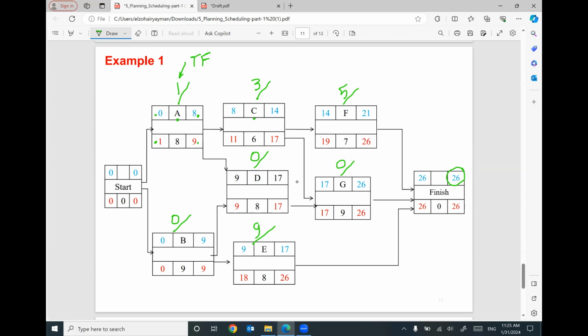Activity C can be delayed for 3 days, for example, without affecting the total duration of the project, 26. Activity F can be delayed. We have flexibility to delay this activity by 5 days without affecting the total duration of the project, 26. Activity D is critical. We cannot delay activity D. If activity D is delayed a little bit, the final duration of the project will be affected. Activity E can be delayed for 9 days without affecting the final duration of the project. This is the meaning of total float.